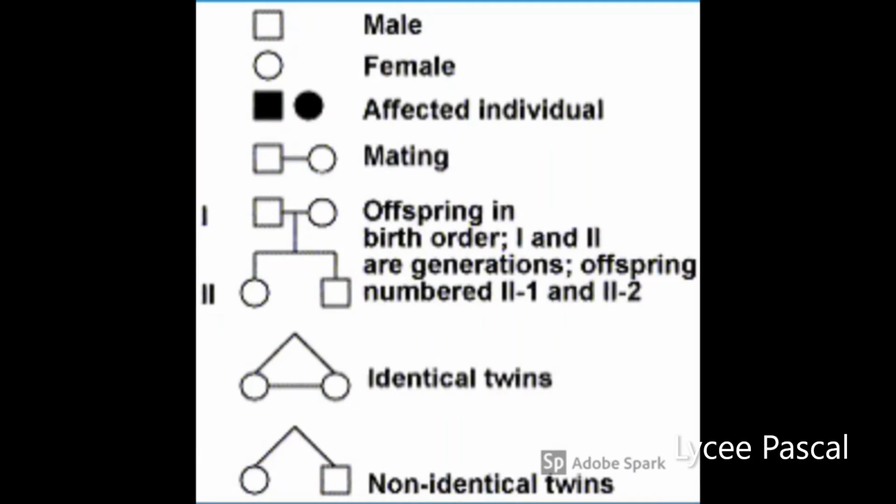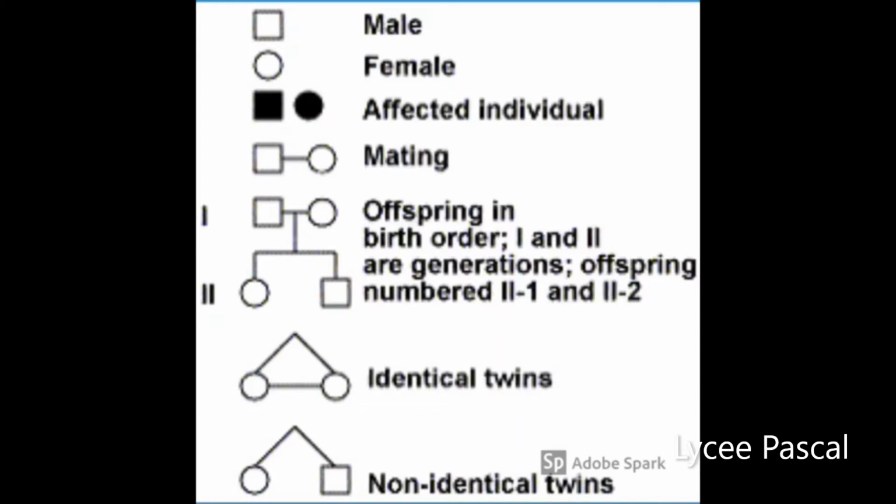If we have a square, it means a male. If we have a circle, it means it's a female. If they are colored in white, they are normal or not affected. If they are colored in black, these individuals are affected. If we draw a line between them, they are a couple or a married couple. If we draw a line that is coming down, then these are the children.